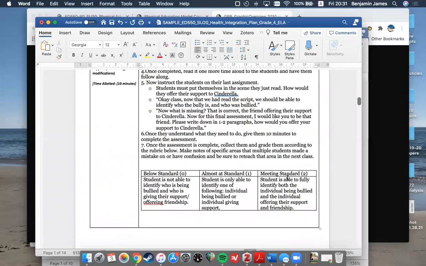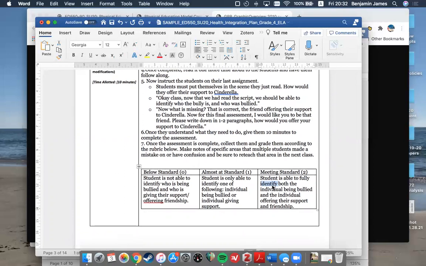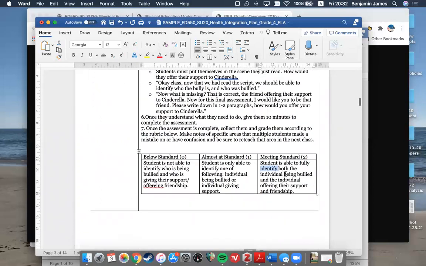Here's a rubric again. Here's the meeting standard. Student is able to fully identify both the individual being bullied and the individual offering their support and friendship. So we have the verb identify here. So I would say we're missing, if we go back to my suggested objective, explain, right? A student is able to fully identify the individual being bullied and explain how they would offer support and friendship.